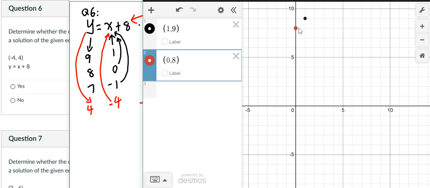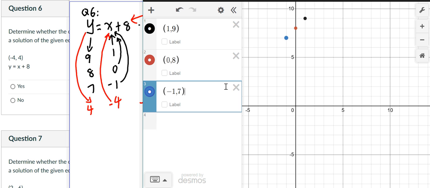That will be this red point. And then you may do another value. I chose negative 1. And then negative 1 you plug in here plus 8, you have 7. So then you may plot 7. You can put as many points as you like. Actually, you can see this looks like it is on a line, right?